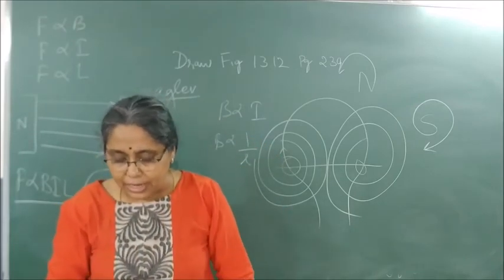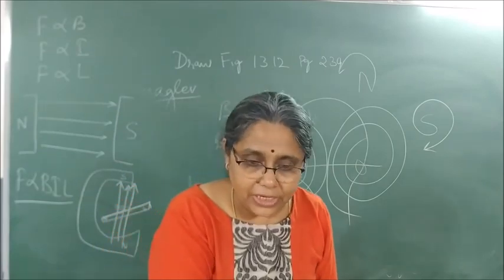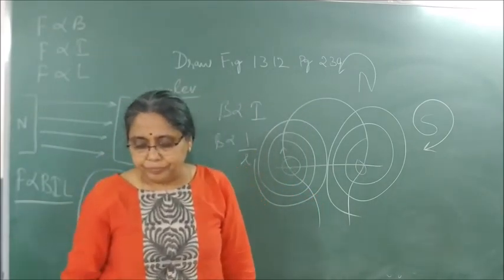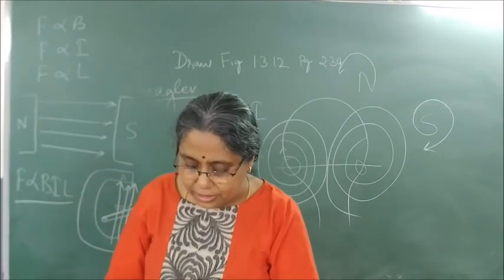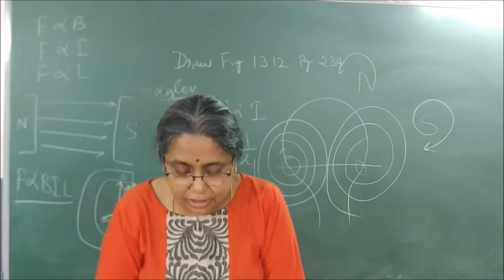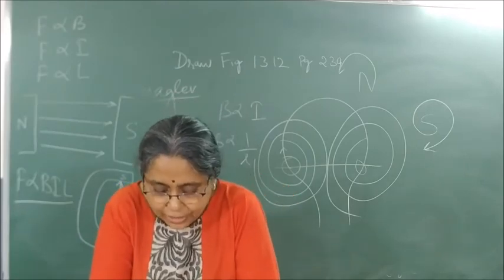So now let's read it. Activity is important, and the diagram is important. We have learned that an electric current flowing through a conductor produces a magnetic field.